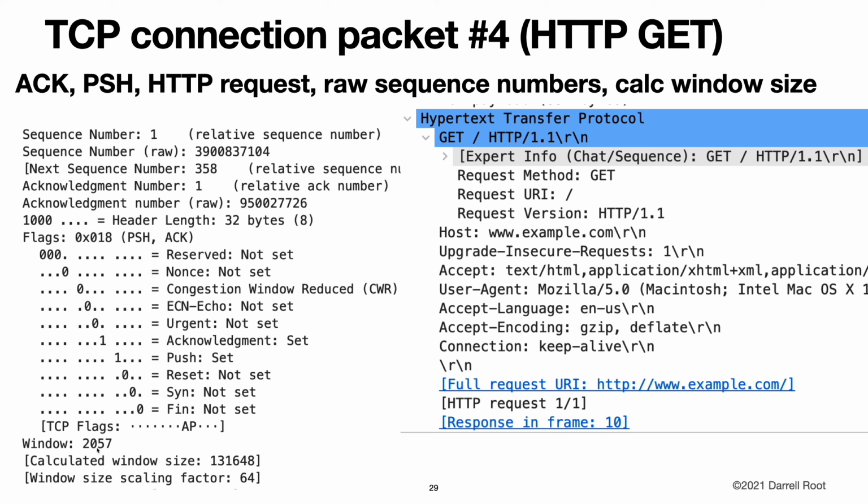I also want to point out the window. The window size that I'm sending has changed. I'm now only sending 2057. However, when the connection was set up, the window size scaling factor in this direction was 64. So the calculated window size is 131,648.